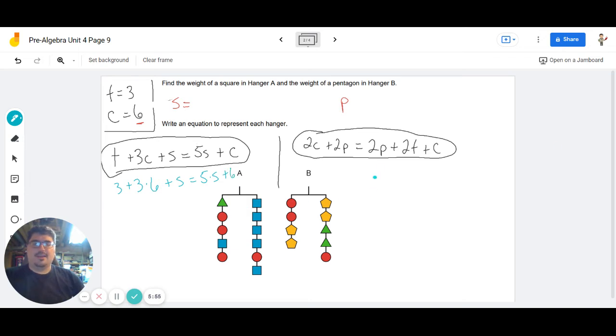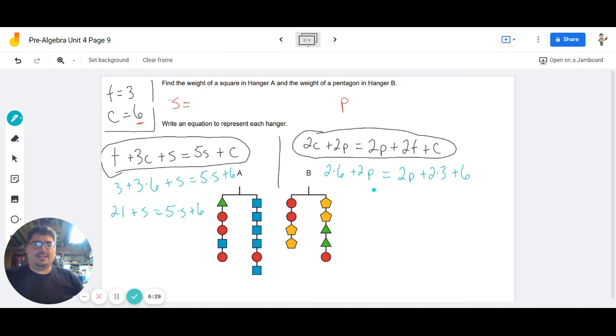Okay? And then on the right-hand side, we know that C is still 6, so 2 times 6 plus 2P equals 2P plus 2 times 3 plus 6. Very good. Let's do some simplifying now. 3 times 6 is 18. 3 plus 18 is 21. So 21 plus S equals 5 times S plus 6.